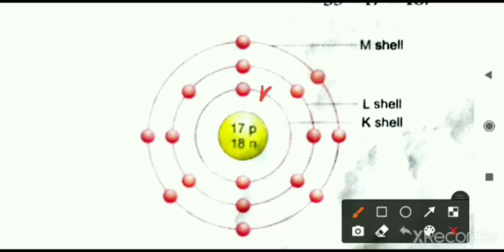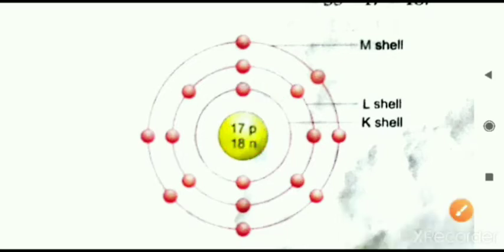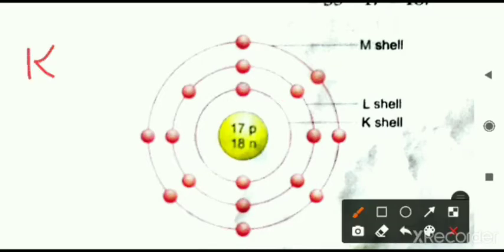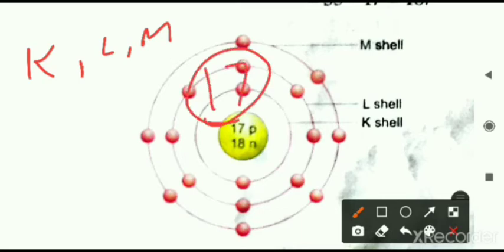Followed by this, the K shell will have 2 electrons. Now, before drawing this diagram, you write this separately in rough work. You have 17 electrons in this particular atom. Now we have to distribute these electrons in 3 shells. First, 2 are gone; out of 17, 2 are gone, 15 are remaining. Then the second shell will have 8. I told you already, the L shell can have 8 electrons.